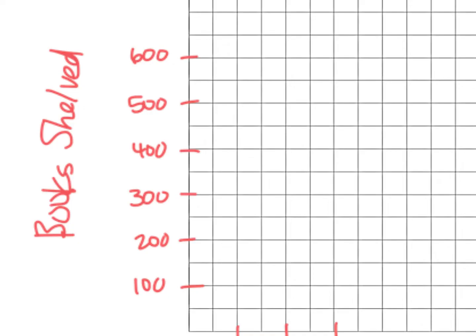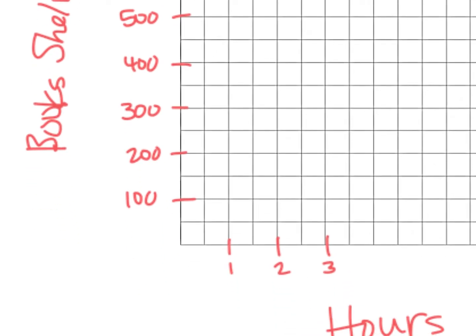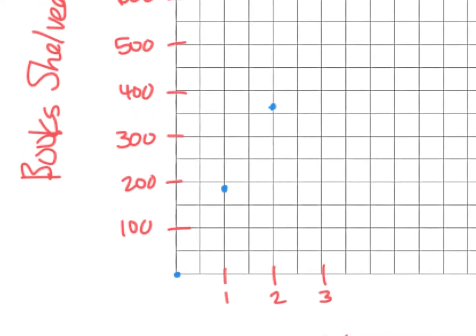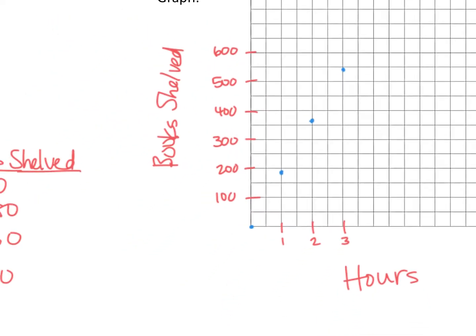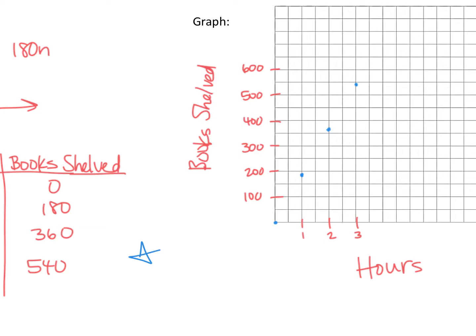All right. So let's graph it. So at 0 hours, we've got 0 books shelved. At 1 hour, it's 180. 2 hours, it's 360. 3 hours, it's 540. So right there. So again, this looks linear, right? It's a straight line trend, so I'll write that down. This is linear. And then the question is, is it discrete or continuous? Can I connect the dots?